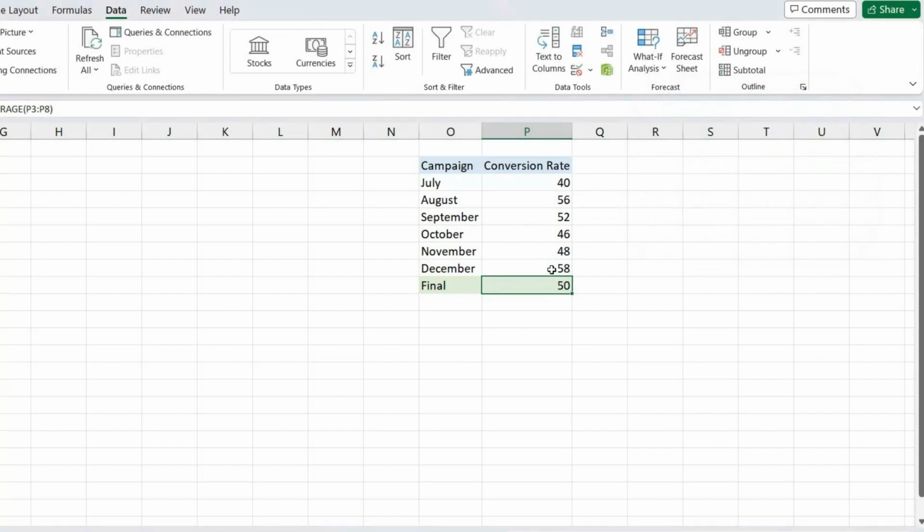So by using that formula, we know that in December we need a conversion rate of 58% or higher to reach our goal of 50. So goal seek is very helpful when trying to figure out what you need for your campaigns and your business.